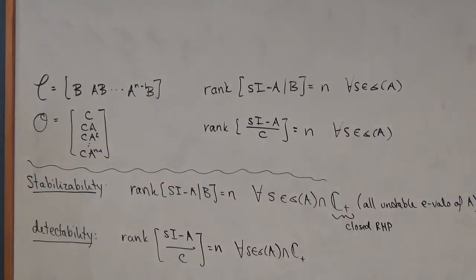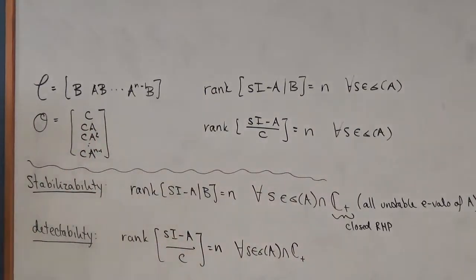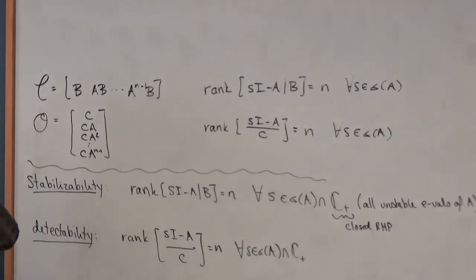So if we can't observe a stable eigenvalue, we don't really worry. It'll be some mode of the system which will just decay exponentially. It'll be fine. What we really care about is being able to observe, to see at the output, those eigenvalues which are unstable. All right, so often this is what we care about. We don't really need to be able to control or observe modes which are already in the left half plane.